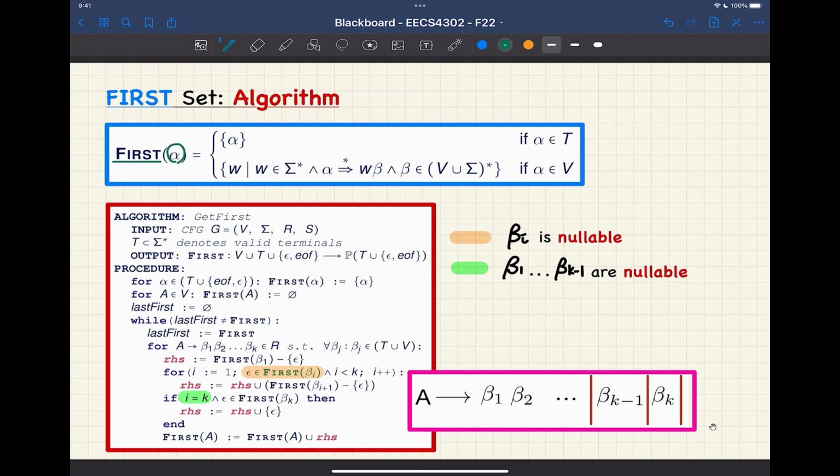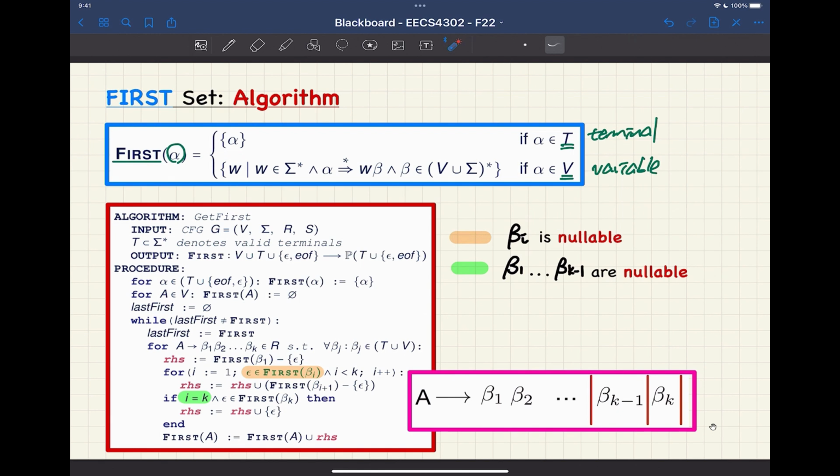Alpha can either be a terminal, like a symbol, or it could be a variable. There are two cases. In the case where alpha is simply a terminal, what will be the first set for a terminal? What do you see first in a terminal? Well, just the terminal itself. So that's why it's simply just alpha. That's very straightforward. You can think about that as the base case. What about the recursive case?